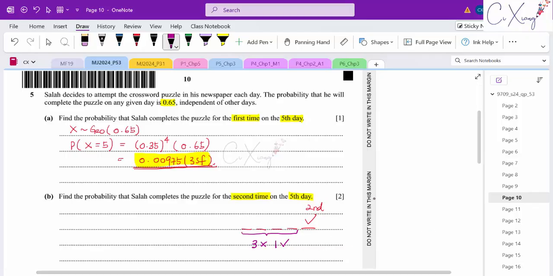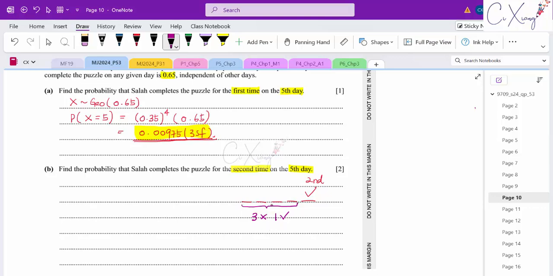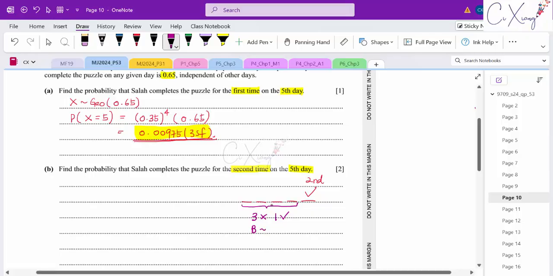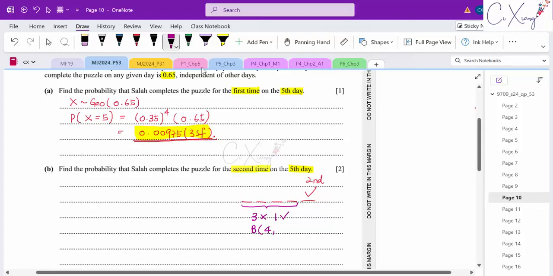Okay, so to answer this kind of question, it is basically a combination of binomial and geometric, where in the first 4 days, 3 didn't complete and 1 complete, which means that on any of the 4 days, there's 1 day with the success trial. So this is actually a binomial distribution, where n is 4, p is 0.65, with only 1 success day. Then for the 5th day, we calculate the probability separately.